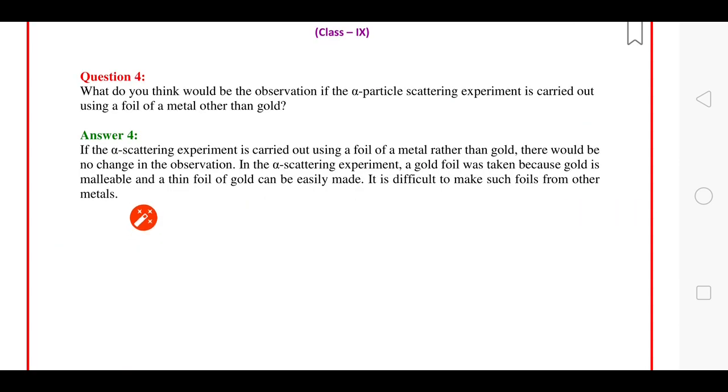Next question is, what do you think would be the observation if the alpha particle scattering experiment is carried out using a foil of a metal other than gold? If the alpha scattering experiment is carried out using a foil of a metal rather than the gold, there would be no change in the observation. In the alpha scattering experiment, a gold foil was taken because gold is malleable and a thin foil of gold can be easily made. It is difficult to make such foils from other metals.